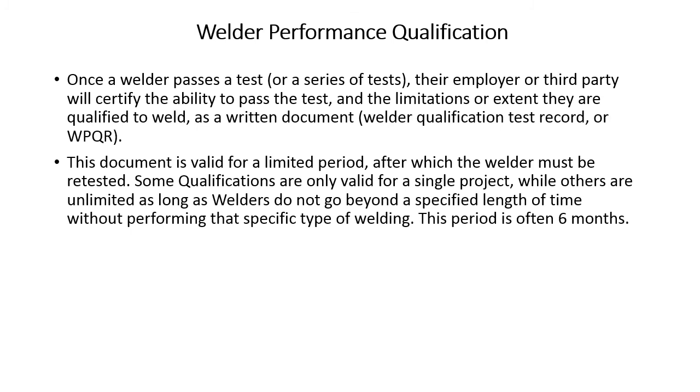Welder performance qualification. Once a welder passes a test or a series of tests, their employer or third party will certify the ability to pass the test and the limitations or the extent they are qualified to weld. As a written document, the Welder Qualification Test Record, or WPQR, this document is valid for a limited period, usually 2 years, after which the welder must be retested. Some qualifications are only valid for a single project, while others are unlimited as long as welders do not go beyond a specific length of time without performing that specific type of welding. This period is often 6 months.